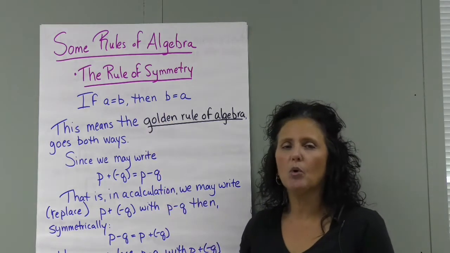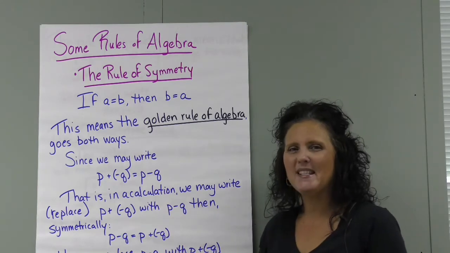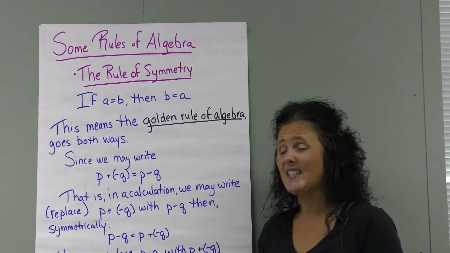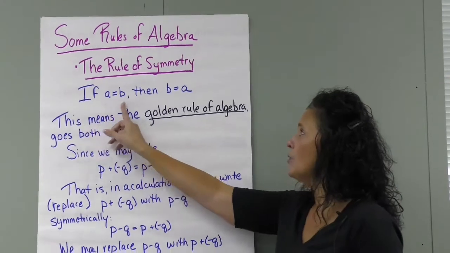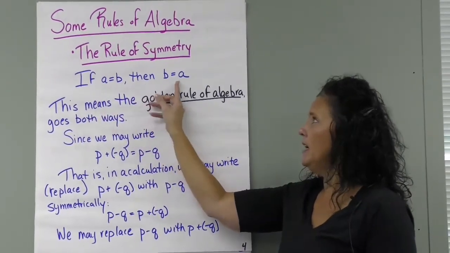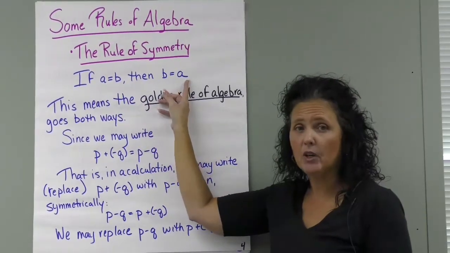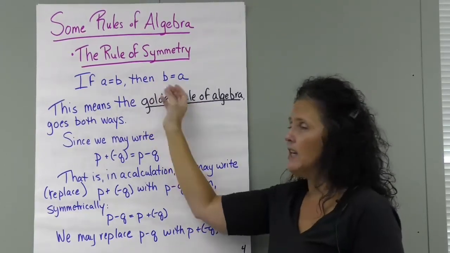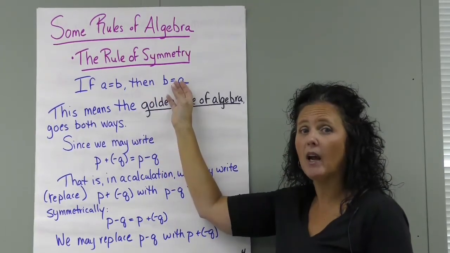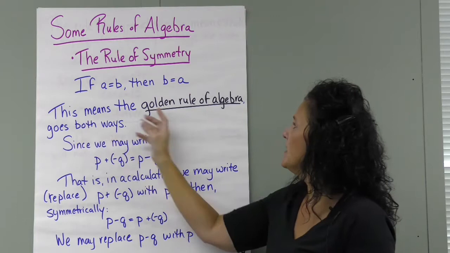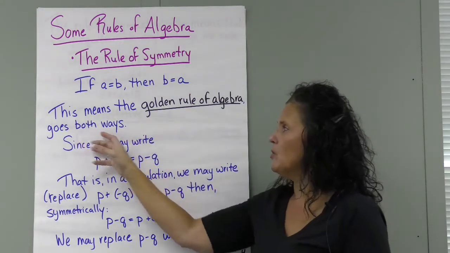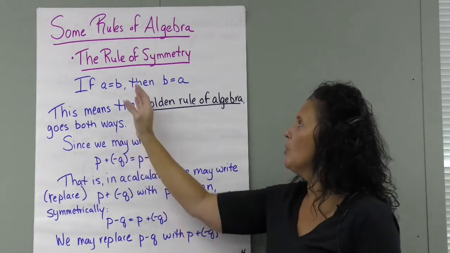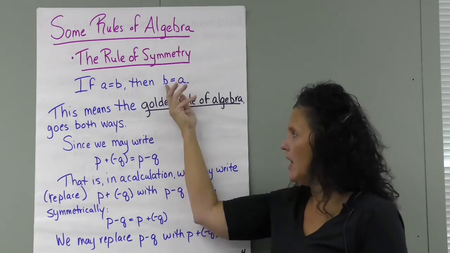The first rule is the rule of symmetry. Symmetry means same. When we look at something, it's the same. So if A equals B, then B equals A. That's symmetry. Those are the same. Those are essentially telling you the same thing, right? And so this means the golden rule of algebra goes both ways. That means what we do to one side, we have to do to the other side.